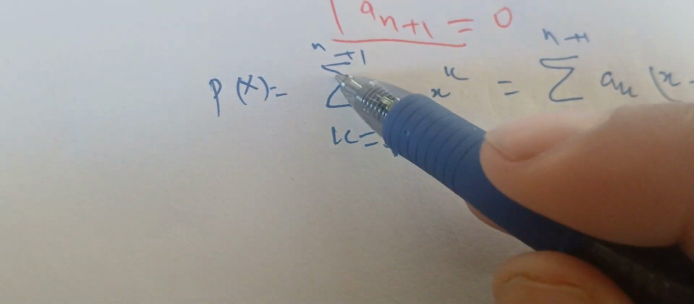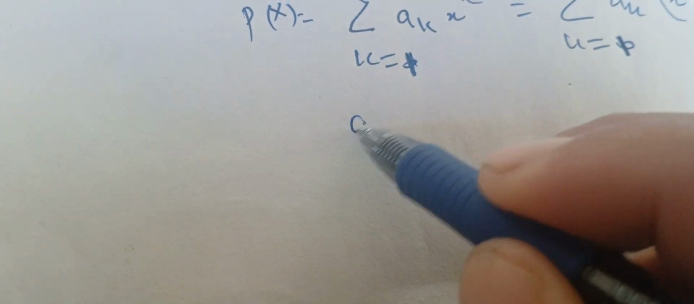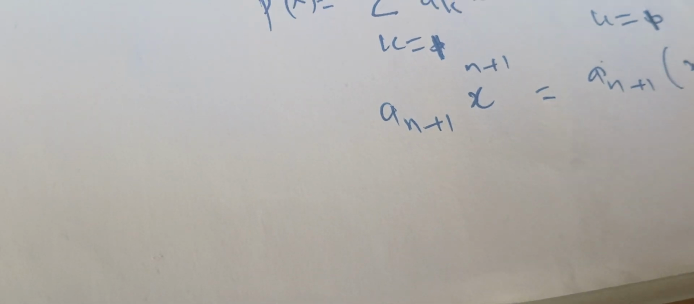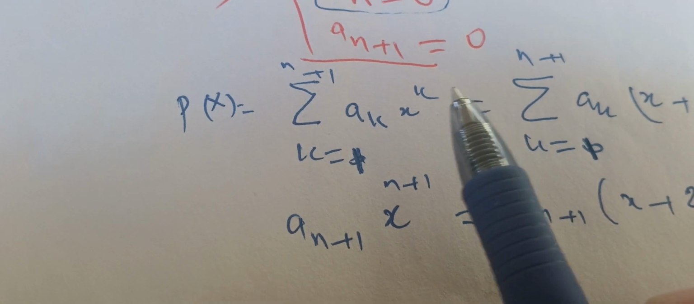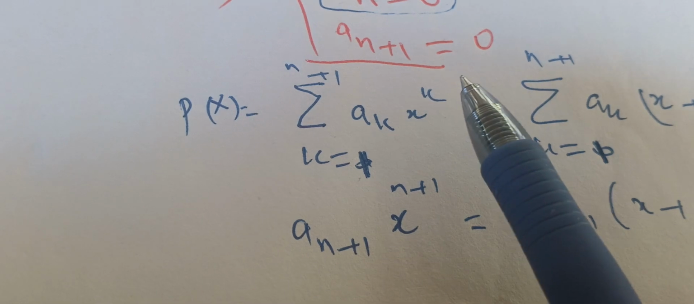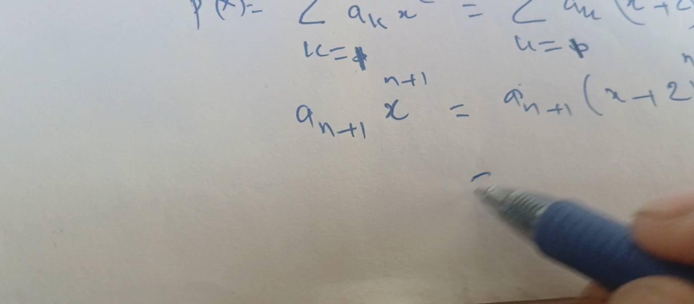We know that this is 0, so we're going to go to n. So this one will be simply a_{n+1} x to the power n plus 1. It's going to be a_{n+1} (x plus 2) to the power n plus 1. We have used the induction hypothesis that all the a_k's with k going from 1 to n are equal to 0. So once we do that, we can expand a bit here.